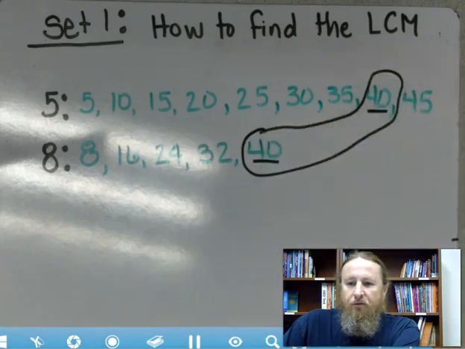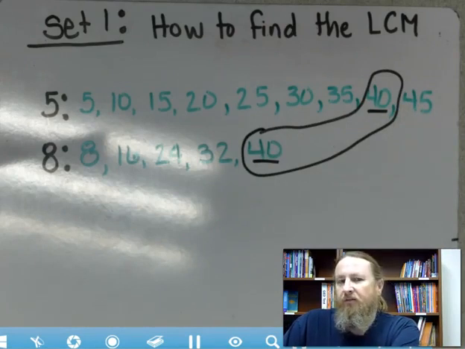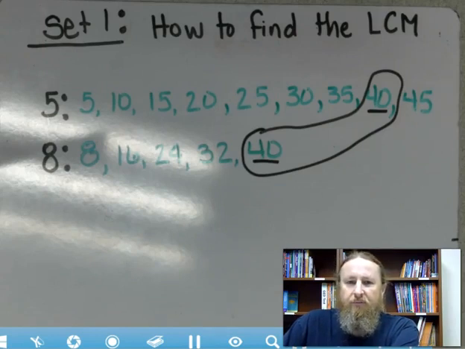And you may note, we could have just multiplied 5 and 8 together. And well, that process guarantees we will find a multiple of both numbers. It does not guarantee we will find the lowest common multiple.